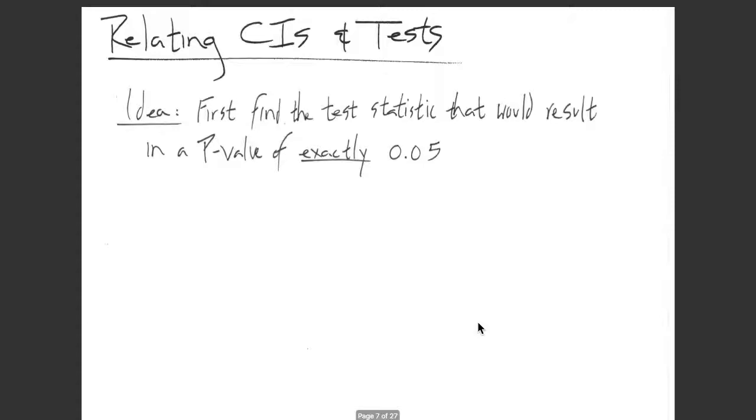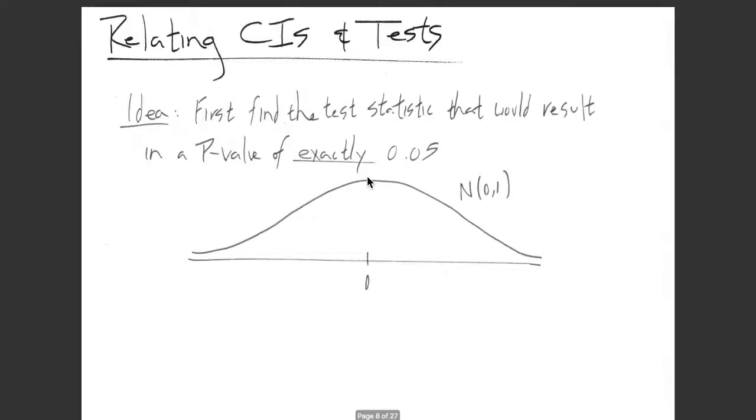So let's work our way through this. The idea I want to use is, let's first find the test statistic that would result in a p-value of exactly 5%. This is just going to be a benchmark so that we can then answer the question, when would the p-value be less than 5% so that we reject the null? So when we ask when the p-value is exactly going to be 5%, that brings in the standard normal distribution. Why? Because the p-value is about z-scores, and z-scores have a standard normal distribution.